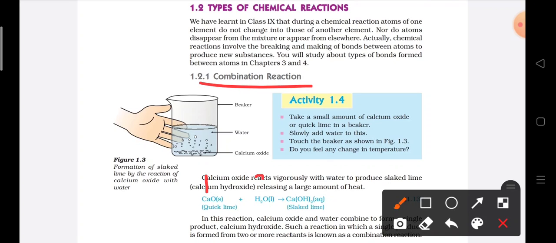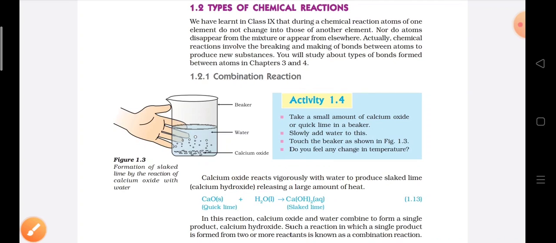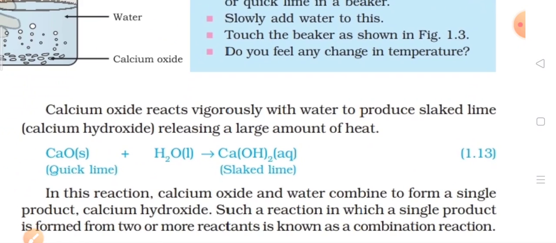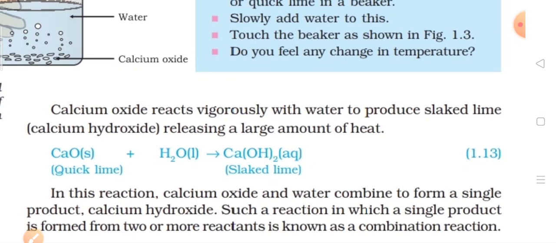So here 1 and 2 means at least two reactants are required in combination reaction, which leads to the formation of a single product. So here the combination of A and B, or you can say 1 and 2, leads to the formation of 3, okay. So it is written over here, in this reaction calcium oxide and water combine to form a single product. Now single product is very important, okay. So they have reacted and combined to form a single product, that is calcium hydroxide. Such a reaction in which a single product is formed from two or more reactants is known as combination reaction.